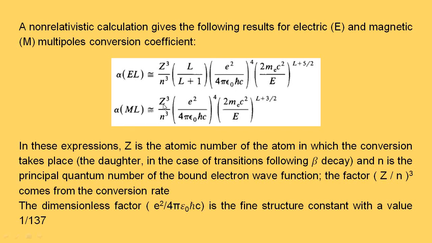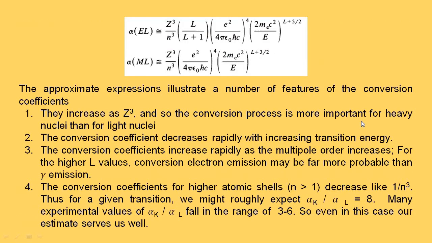And for the magnetic dipole, you are writing it as Z cube by n cube, e square by 4 pi epsilon 0 h cross c, times 2 m_e c square by E to the power L plus 3 by 2, where this fine structure constant is absent here. And of course, here you have 3 by 2 and here it was 5 by 2. So, our expression was here. And based on this expression, we can have some conclusions.